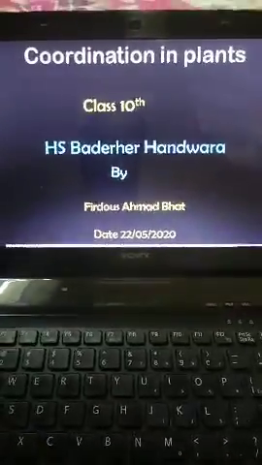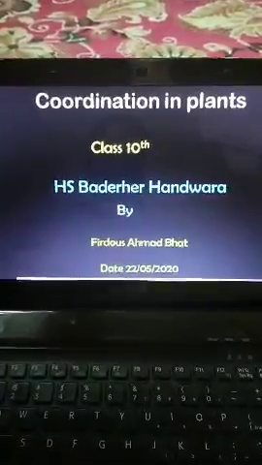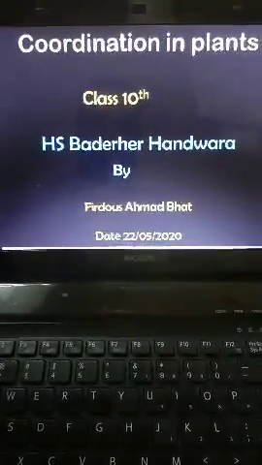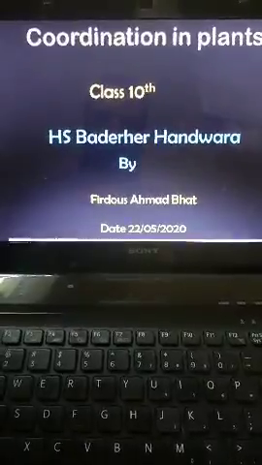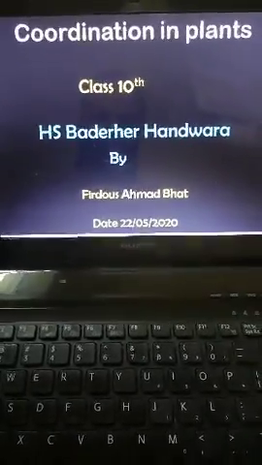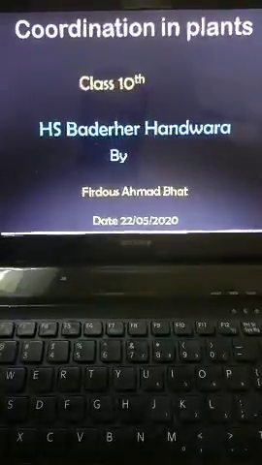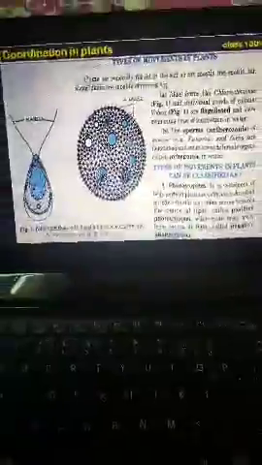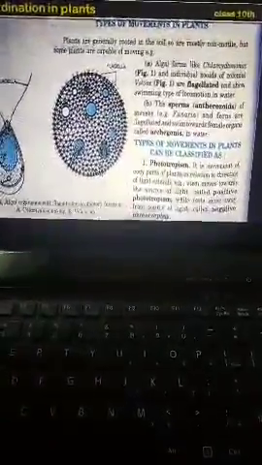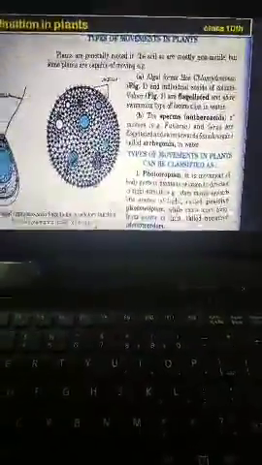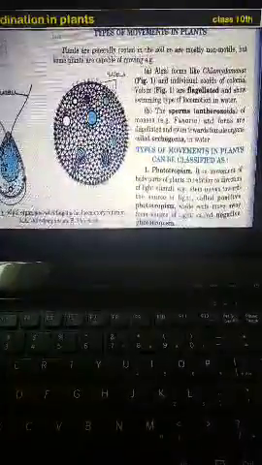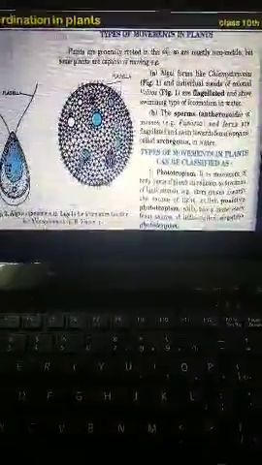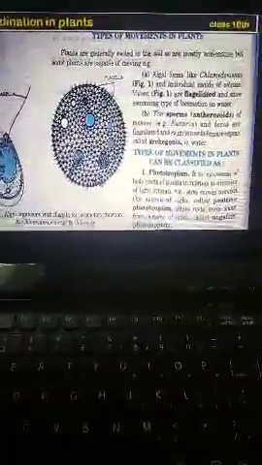Dear students, today's topic is coordination in plants. In the previous lecture we saw the basic introduction to control and coordination. Today we'll be seeing the types of movements in plants and how this control and coordination takes place in plants. Plants, as you know, do not have a nervous system as in animals. They use only hormones for producing a reaction to external stimuli.